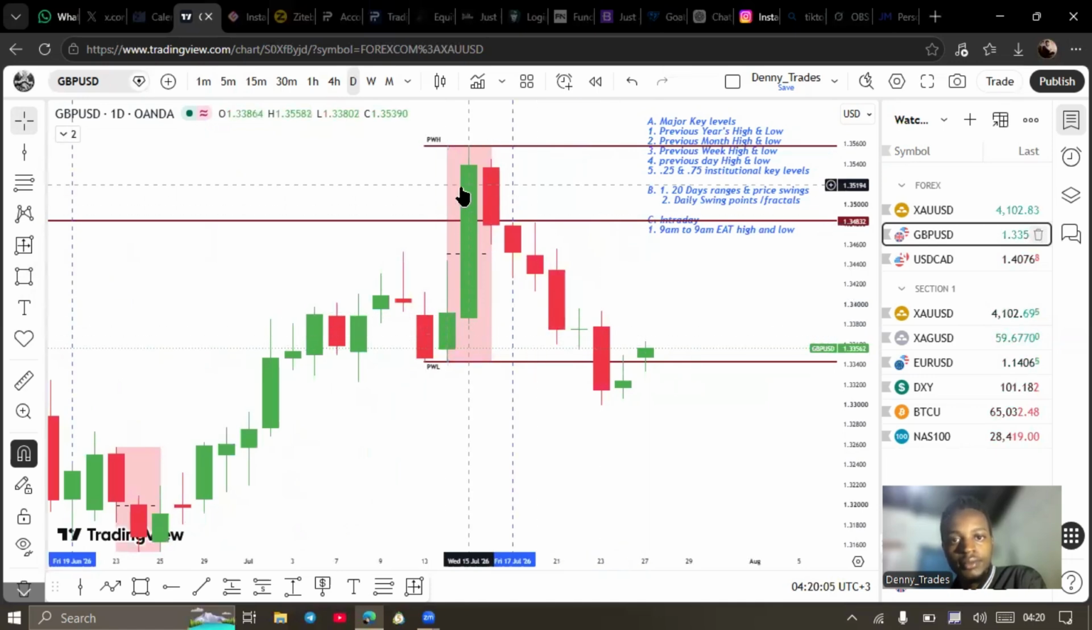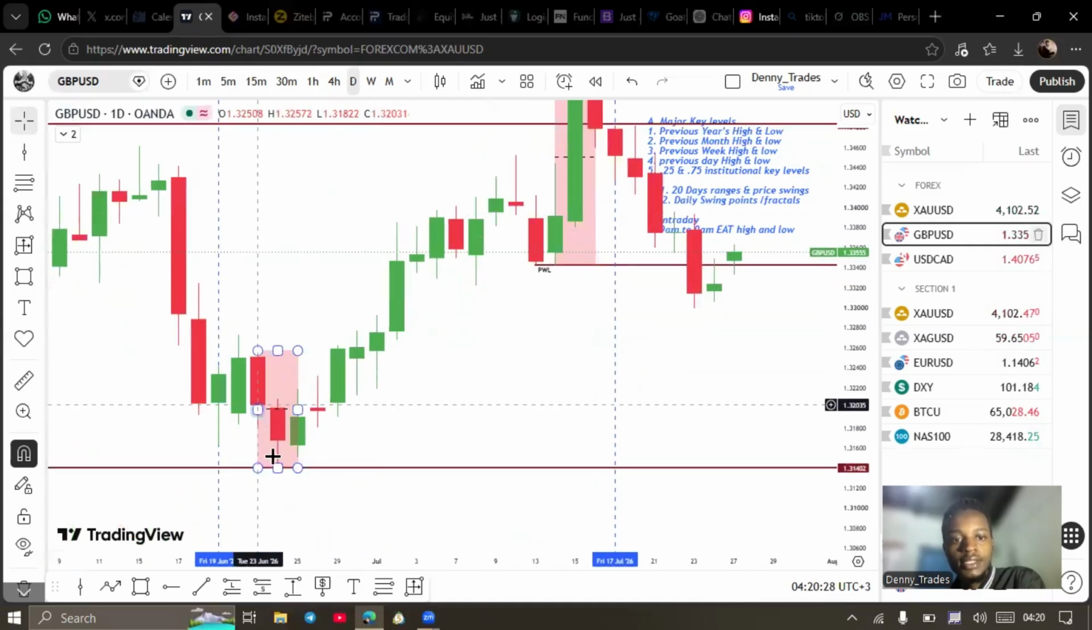Okay, so we have the candle with the highest high here, a candle with a lower high on the left, and a candle with a lower high on the right. This three bar candle pattern makes it a swing high, and this is a swing low.